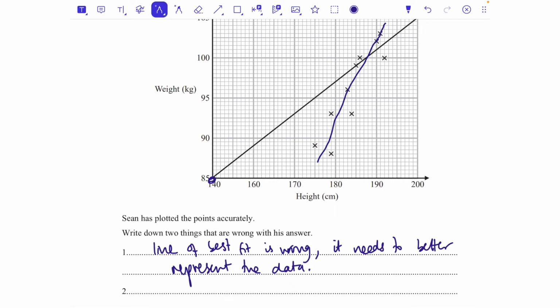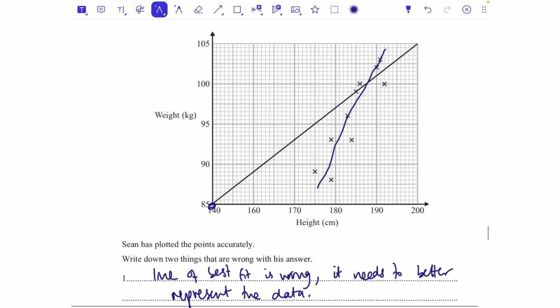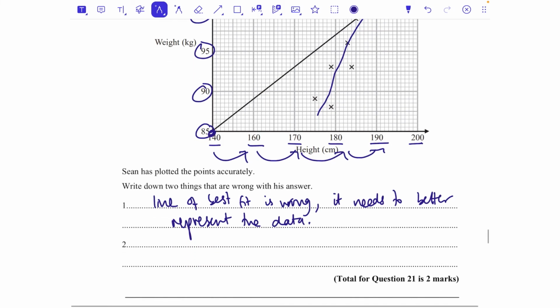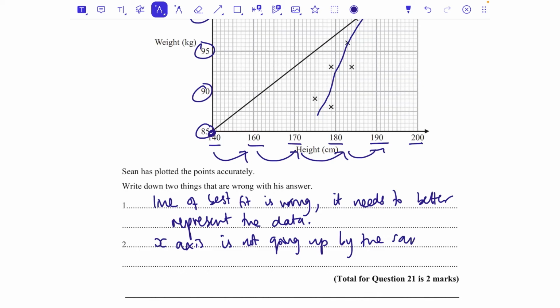This is something that they really like to do on exams. So on this side, we've got 85, 90, 95, 100, 105. I'm okay with that, it's going up in 5s. But on this side, we've got 140, 160, 170, 180, 190, 200. So it's going up in 10s there, but here we've got a jump of 20. So I'm going to say the x-axis is not going up by the same amount.